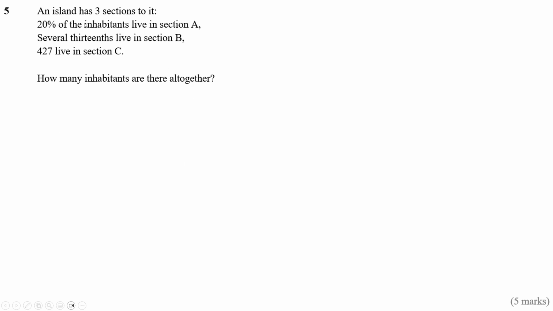An island has 3 sections to it. 20% of the inhabitants live in section A, several 13ths live in section B, and 427 live in section C. How many inhabitants are there altogether? Now, if we say that the total number is actually just x, okay, then we can write everything here in terms of x, except for this one, obviously.